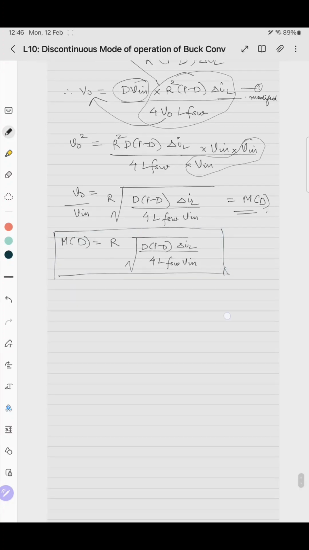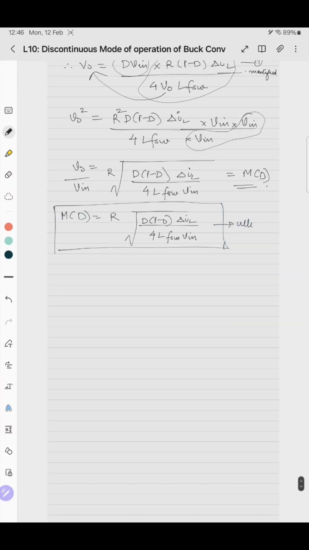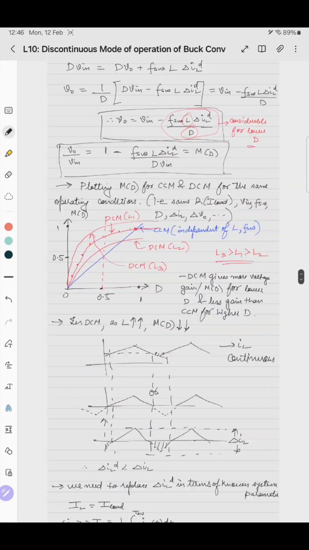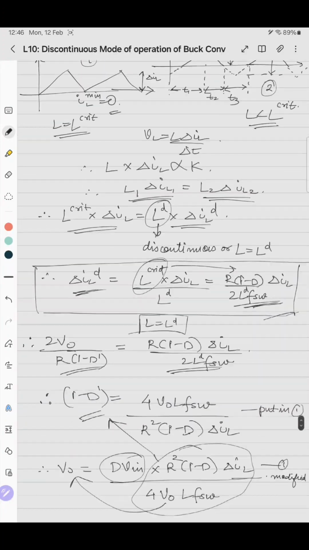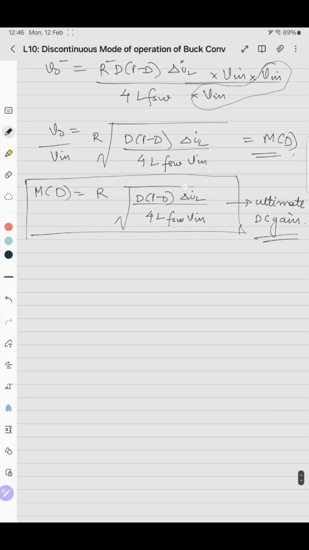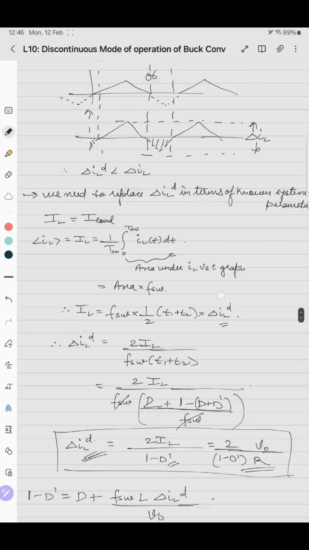So this is the ultimate equation, the final equation, the ultimate DC gain. If we plot this, we get the characteristics mentioned here, that is for less duty gain. Now delta L for discontinuous and delta L for continuous conduction mode: V is known, F switching is known, L is known. L is the normal inductance taken. We can easily plot M of D for discontinuous mode and continuous conduction mode, which I have already plotted here.